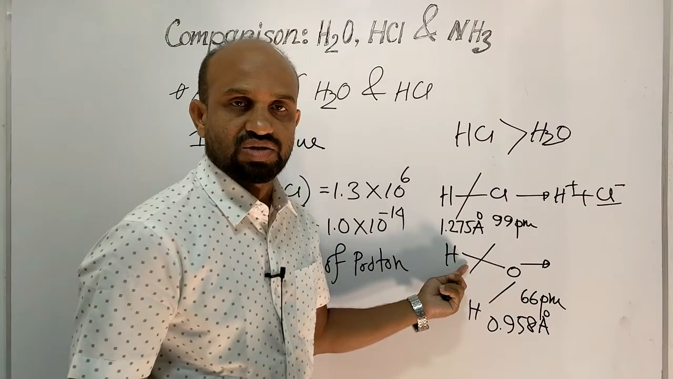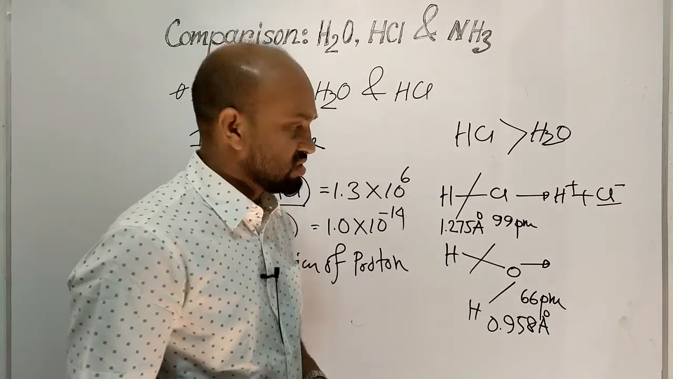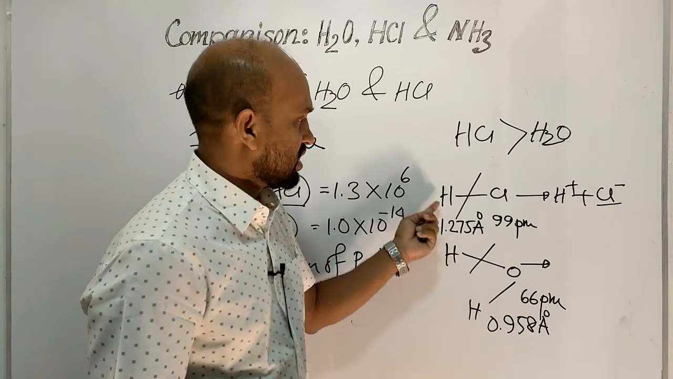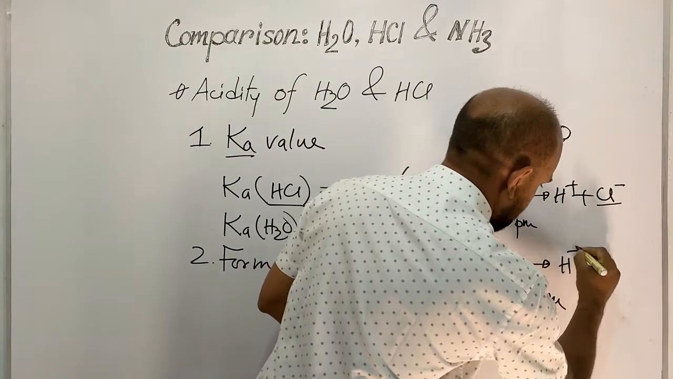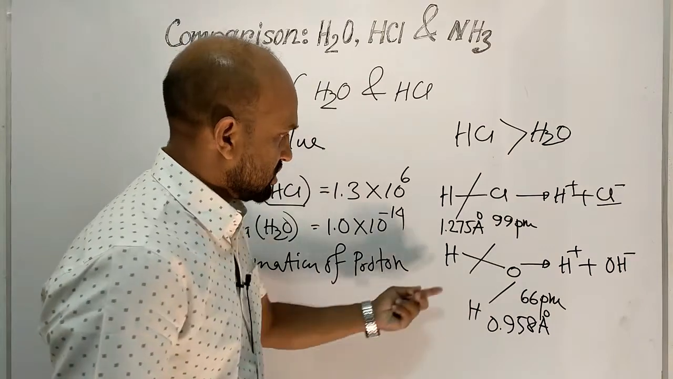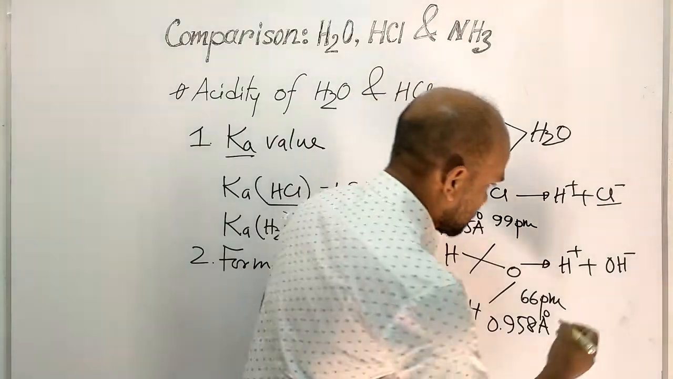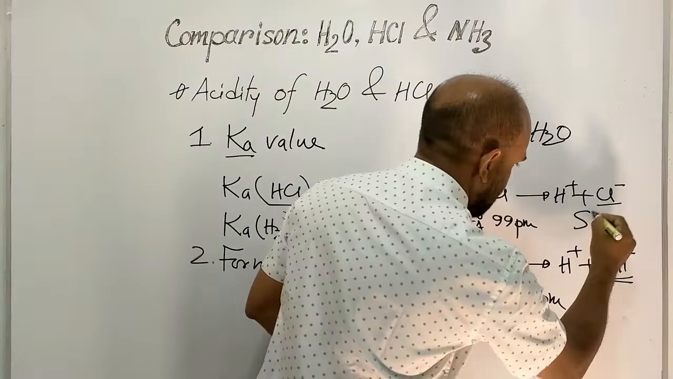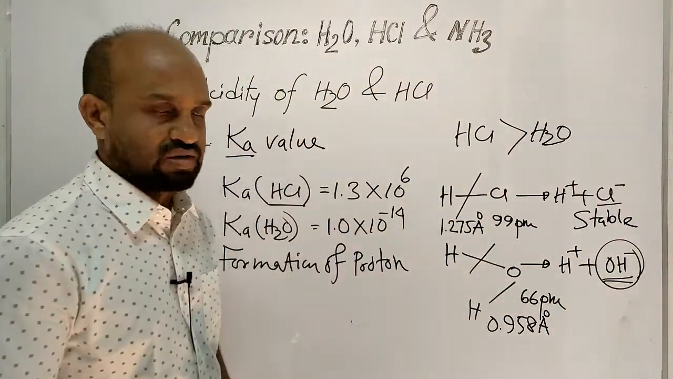the bond is shorter compared to the hydrogen-chlorine bond. As a result, this bond breaks but not easily like the hydrogen-chlorine bond. And in this case, proton and hydroxide ion are formed. Since this bond doesn't break easily, that is why this is not stable. So chloride ion is stable compared to hydroxide ion.